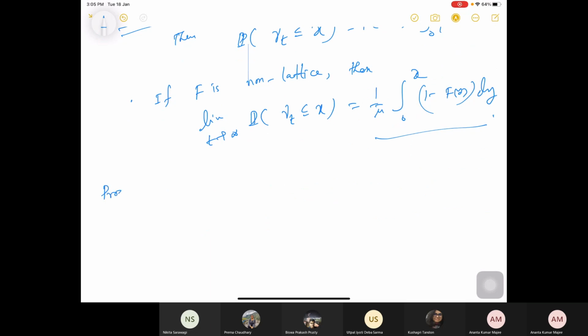Let us look at the proof. So in most of the cases, whenever we try to prove all these things, you have already seen how we have proved these renewal equations, the integral equation for the renewal equation, in integral form.